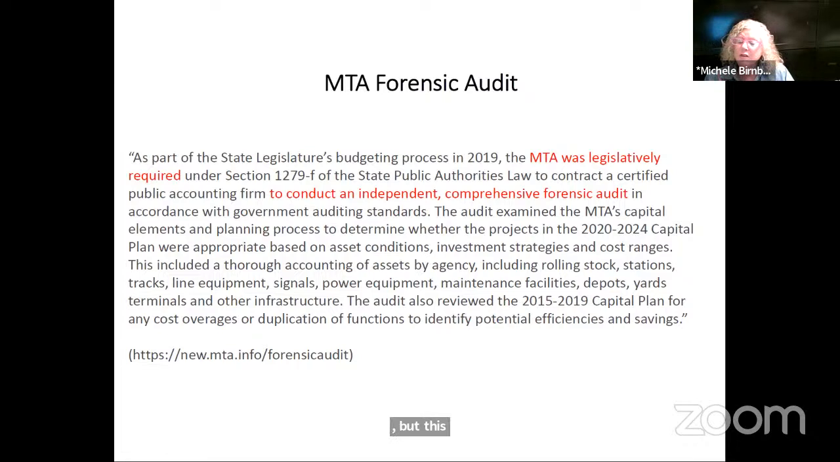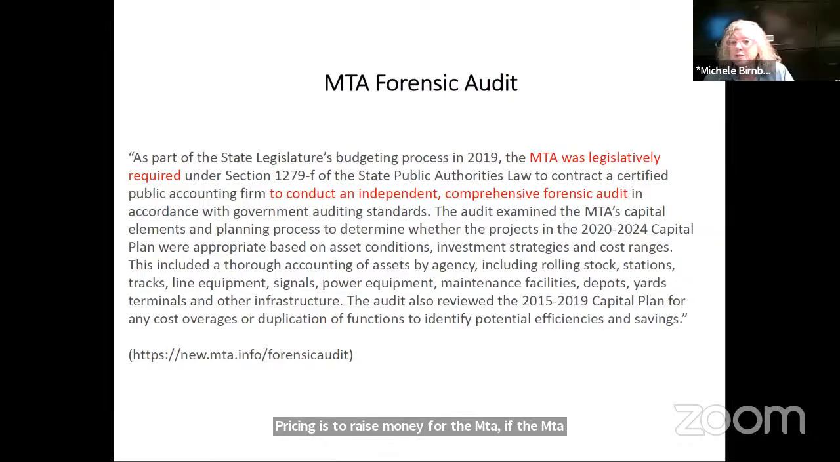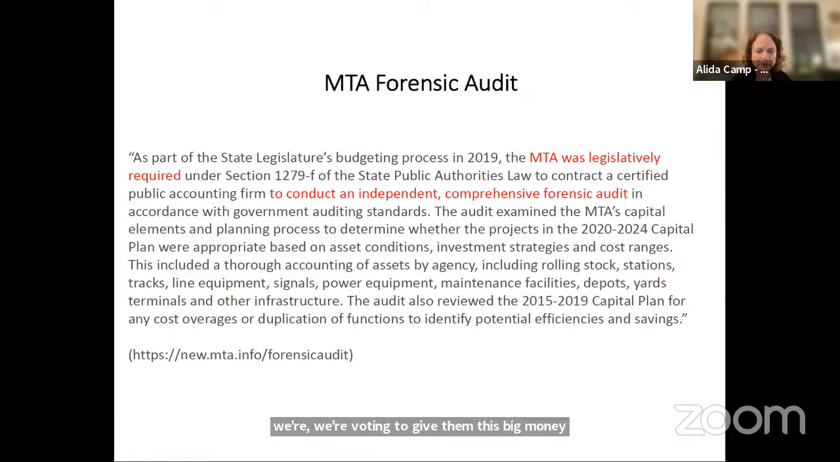Well, the premise of why they're having congestion pricing is to raise money for the MTA. For the capital plan, right, which is why I brought up the forensic audit. But if the MTA is found not to be handling monies in an appropriate way, or if there are some things that they should be doing differently before they become in charge of the new influx of monies, that's absolutely relevant to congestion pricing. We're voting to give them this big money stream. The whole purpose of the plan is a revenue creating plan.